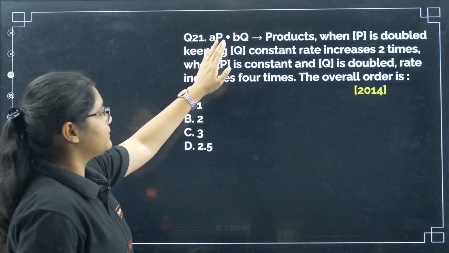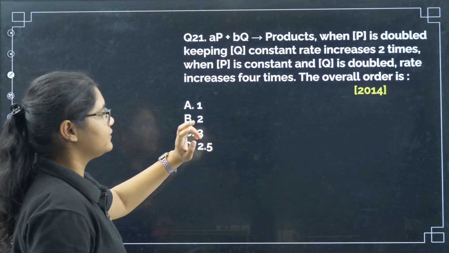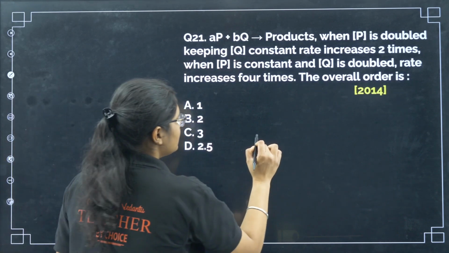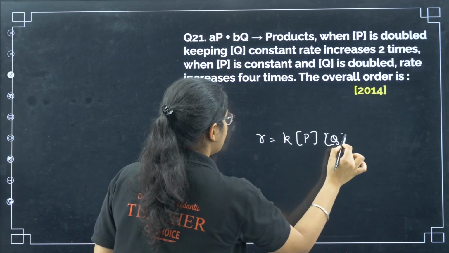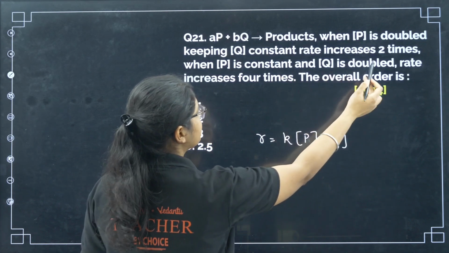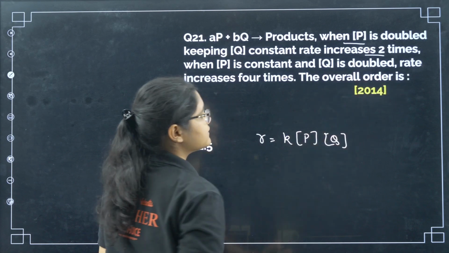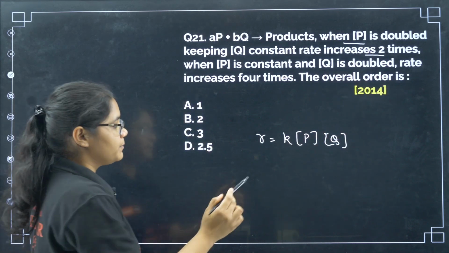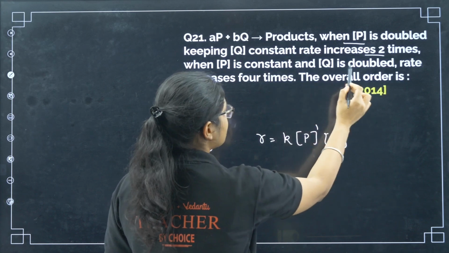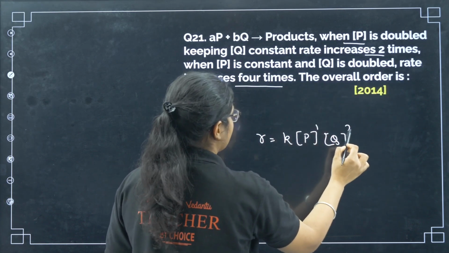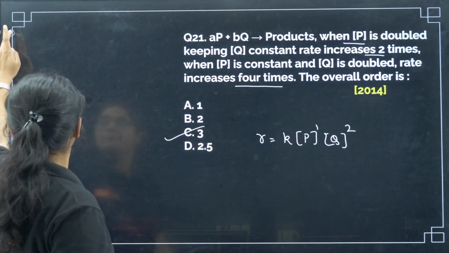Next, A^P plus B^Q gives you product, where P is doubled keeping Q constant, the rate increases by 2 times. So I can write like this. You can see that if P is doubled, the rate increases by 2 times. That means with respect to P it is a first order reaction. And when P is constant and Q is doubled, the rate increases 4 times. So with respect to Q it is a second order reaction. Overall order will be 3.